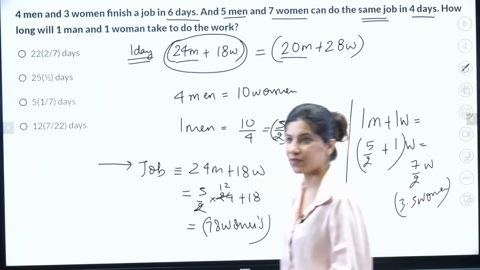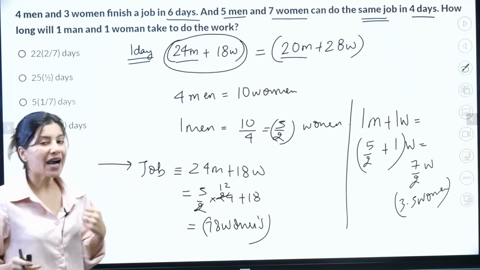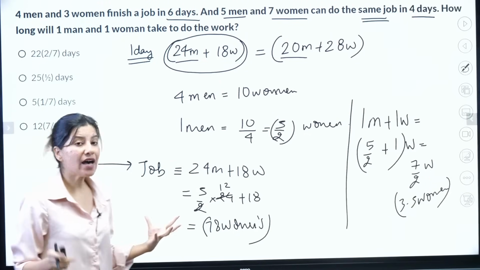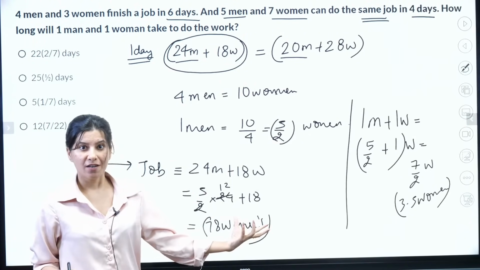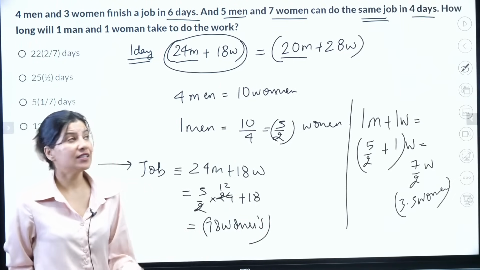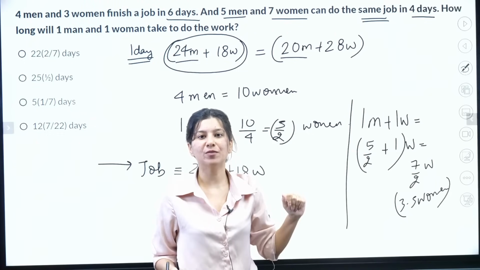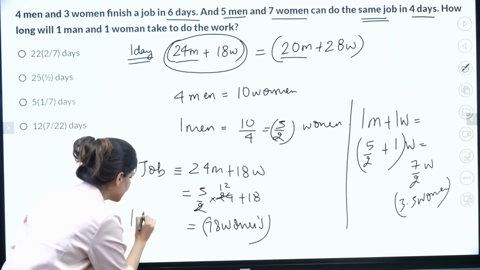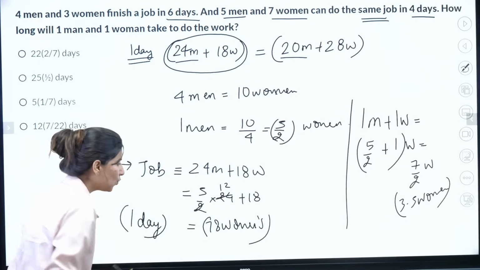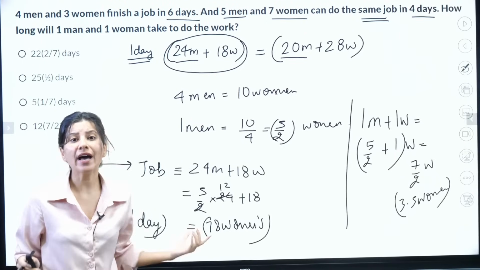right? Okay. So let me just explain you one more time. What work do I have right now? I have a work of 78 women. But I don't have 78 women. How many women do I have? Only 3.5 women. Are you getting my point? So in 1 day, this is a 1 day's job. In 1 day, 78 women will finish that work. But I don't have 78 women.